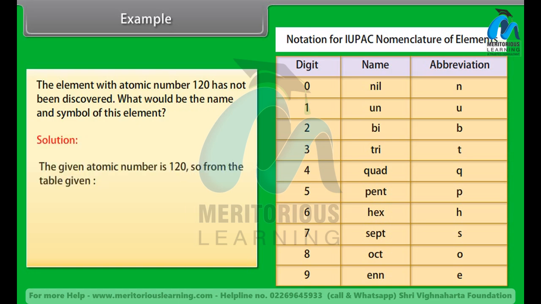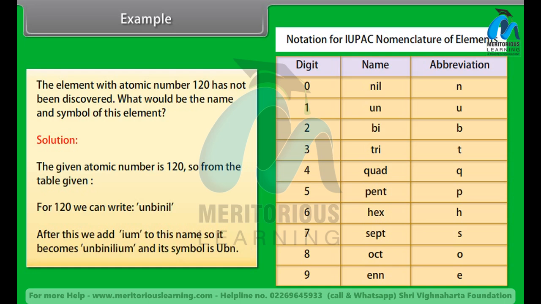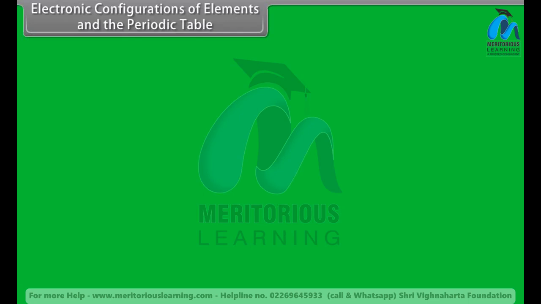Solution: the given atomic number is 120. So, from the table given, for 120 we can write unbinyl. After this, we add IUM to this name, so it becomes unbinylium, and its symbol is Ubn.